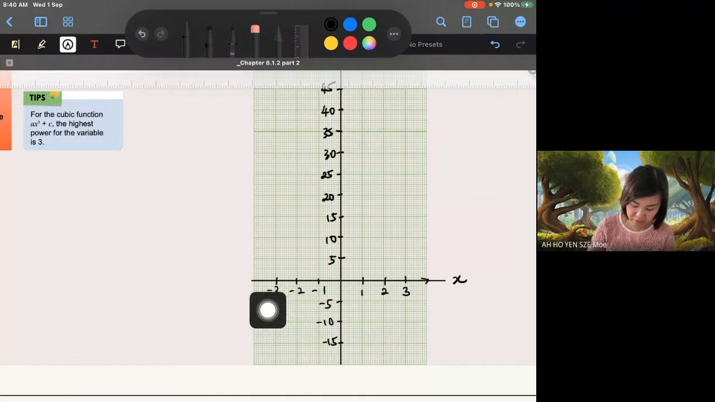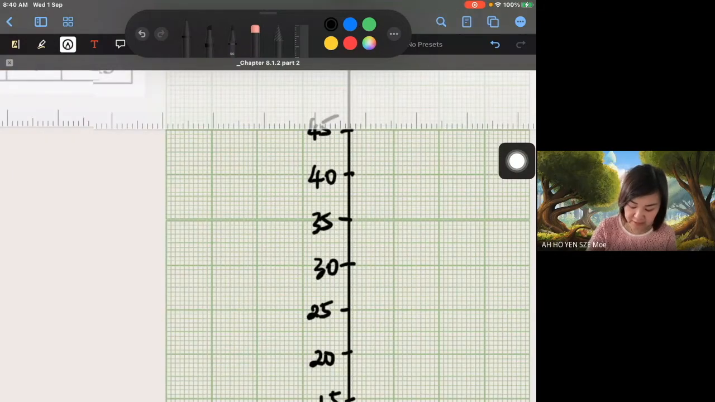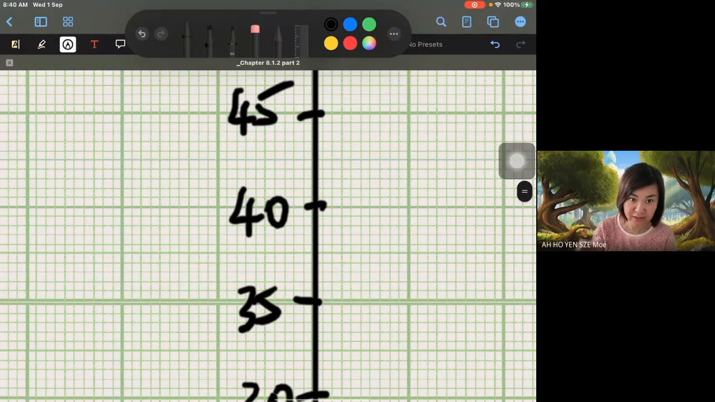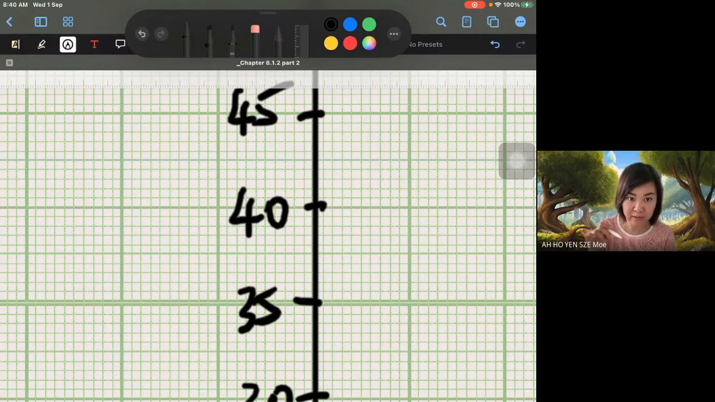This is your negative 3 here. So 39 must be somewhere here, between 35 to 40. As I mentioned earlier, I make it zoom so that it's easy for you to see how to plot and how to count the point. Starting from here, 35 to 40 is 5 units. So 35, then 36, 37, 38, 39 is here. That means 2 small boxes represent 1 unit.